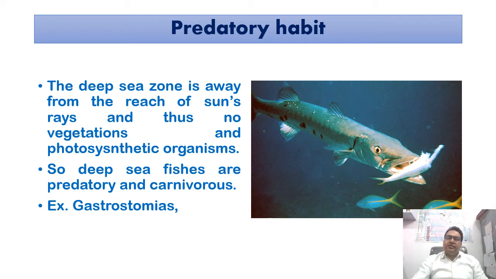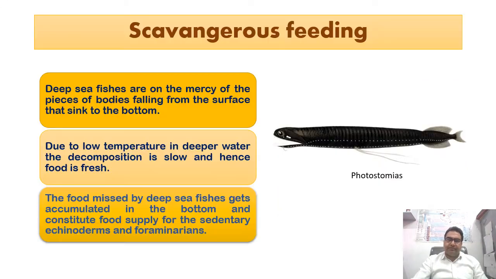So deep sea fishes should be predatory or carnivorous, as we see here. The example is that of the gastrostomias. It is a ferocious carnivorous fish which feeds on other fishes. Then scavenger feeding.